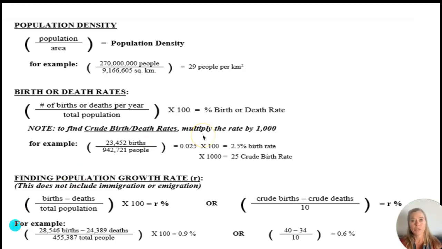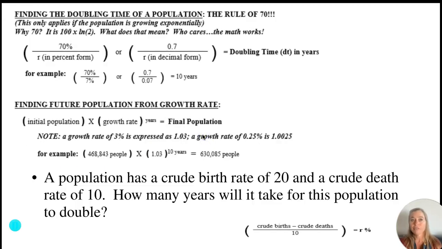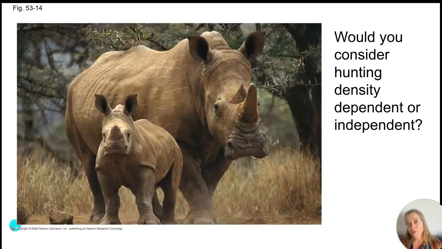But I just wanted to remind you that this was the unit where we talked about all these different calculations and the law of 70. I might take some time to practice these in one of your guidebooks or something along those lines. What we also talked about within this unit was density dependent and density independent limiting factors on a population.